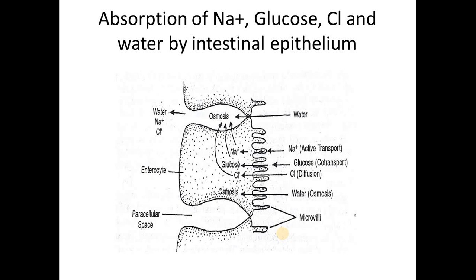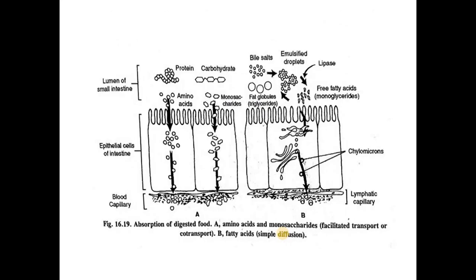Okay, then when you draw this picture, that is the absorption of the digested food, the amino acids and monosaccharides are absorbed by the process called facilitated transport or co-transport. And as I told you, the fatty acids are absorbed by the simple process of diffusion that takes place in the lumen of the small intestine, then into the epithelial cells of the intestine, then carried over to the blood capillary.